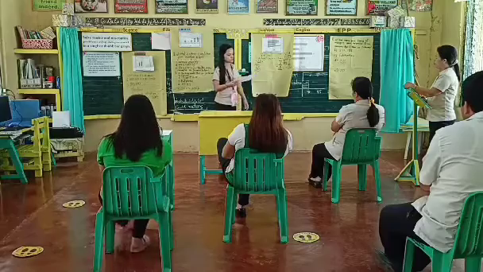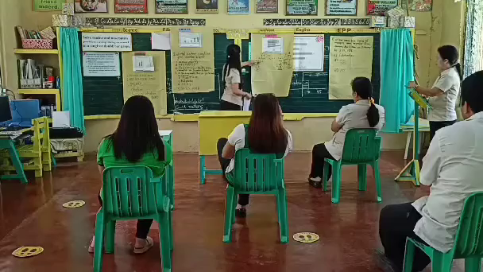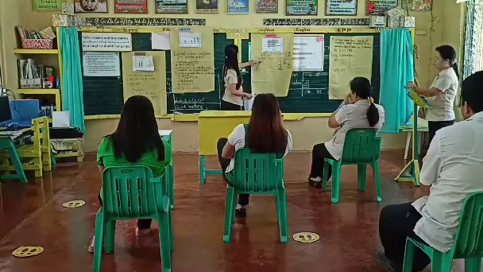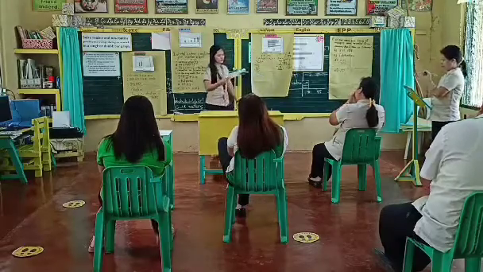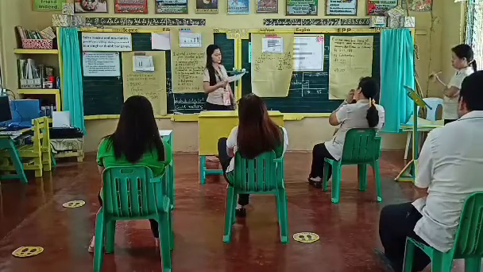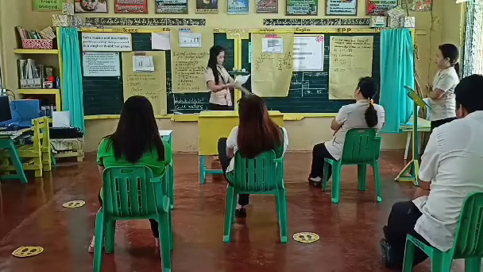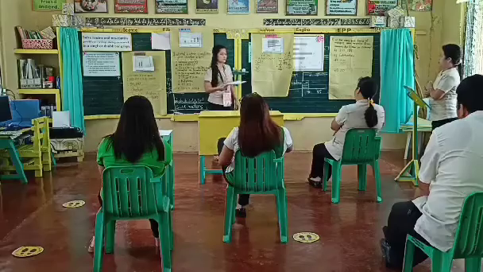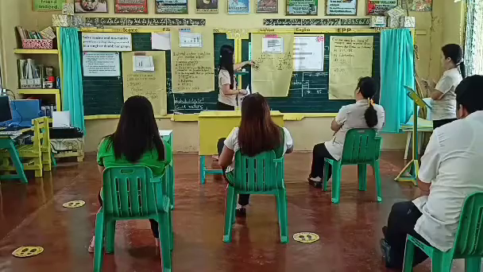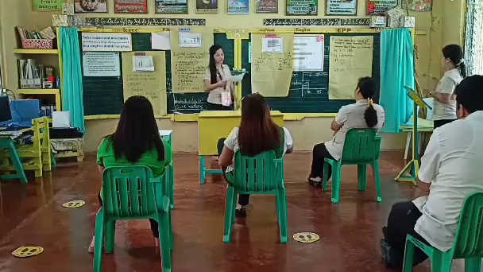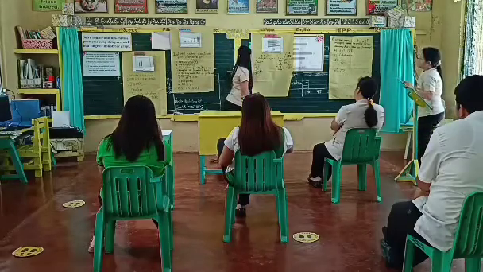Letter B question, what facts are needed to solve the problem? Section A, 20. Section B, 25. Section C, 30. Section D, 15. Question letter C, what operation will you use? We are going to use addition. Letter D, what is the number sentence? 20 plus 25 plus 30 plus 15. Then question letter E, what is the complete answer? The answer is 90.